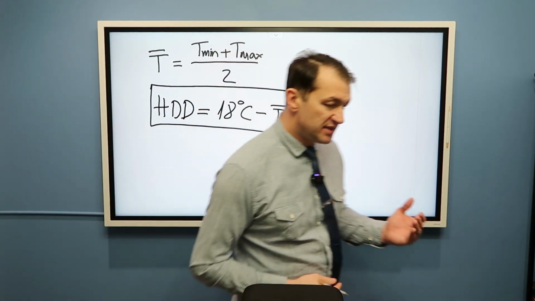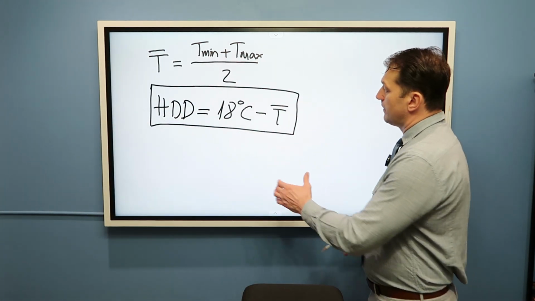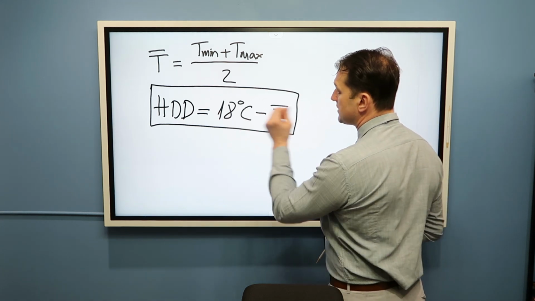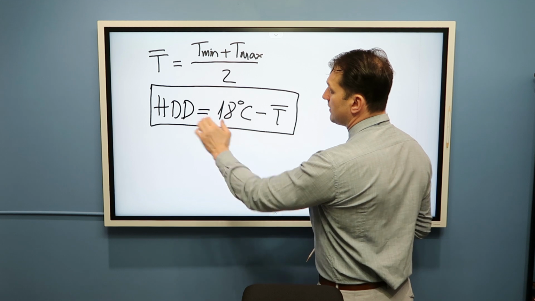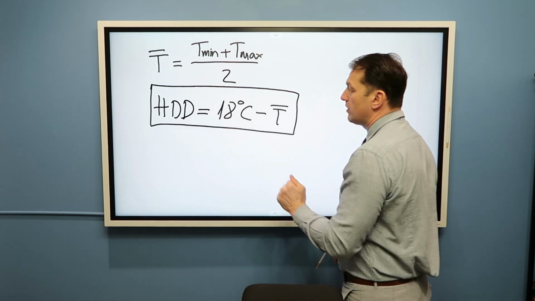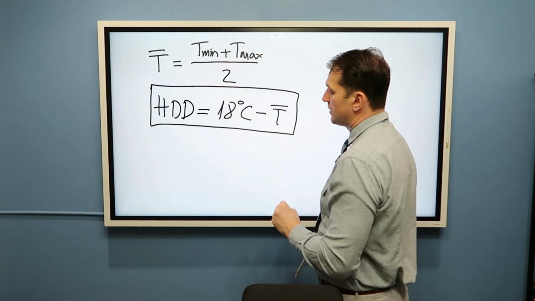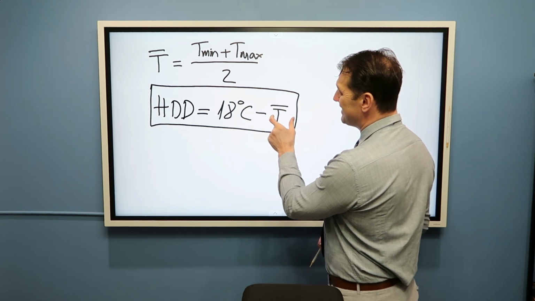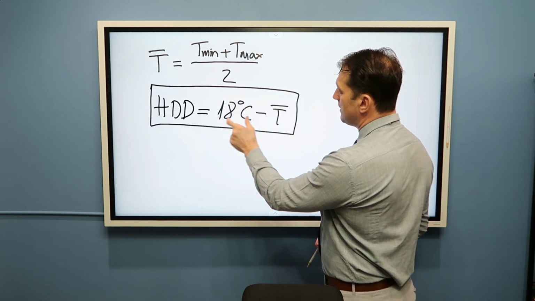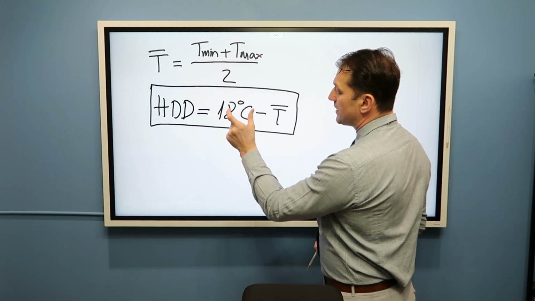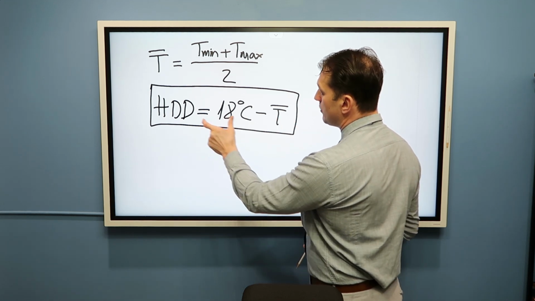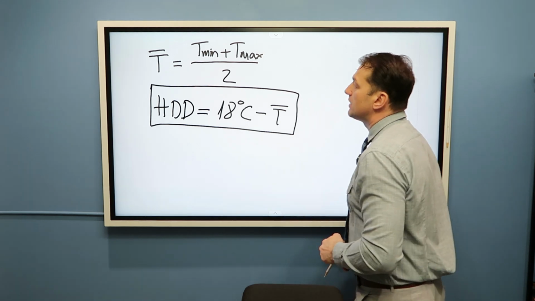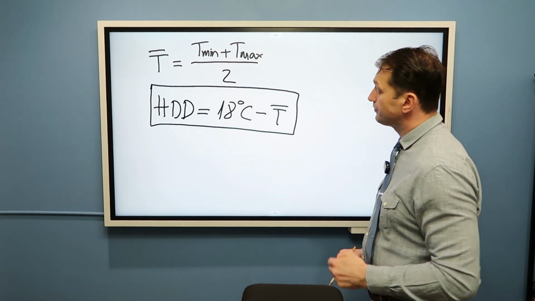As you can see, if the daily mean temperature is exactly 18 degrees Celsius, then that particular 24-hour period will have 0 heating degree days. But if the daily mean temperature is, let's say, 10 degrees Celsius, then 18 minus 10 is 8. That particular 24-hour period will have 8 degree days associated with it.